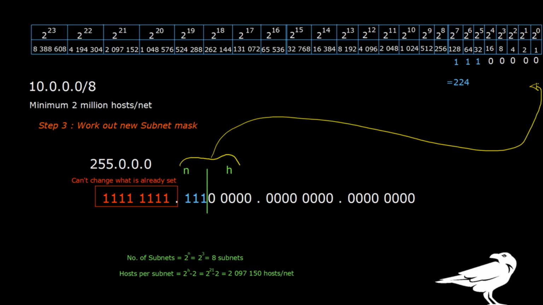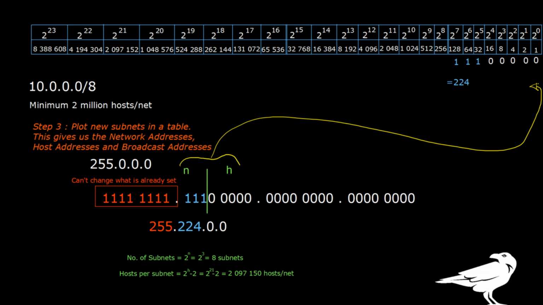So let's rewrite this new subnet mask in decimal. So the first octet, 255, because that didn't get changed. Second octet, we calculated to be 224. The third is still 0, because we changed nothing there. And so is the fourth octet. It also did not change.